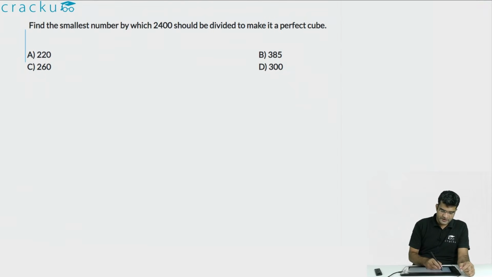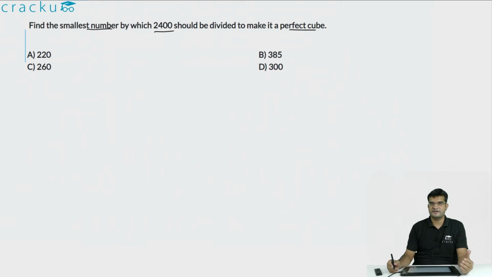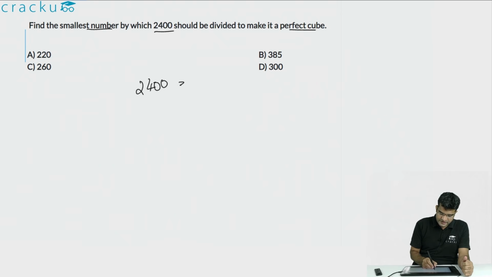In this question, we are required to find out the smallest number by which 2400 should be divided to make it a perfect cube. So let us first factorize 2400 into prime factors, and then let us try to identify the answer. What is 2400? 2400 is equal to 100 into 24. 24 is 8 into 3, so that is equal to 2 cube into 3.